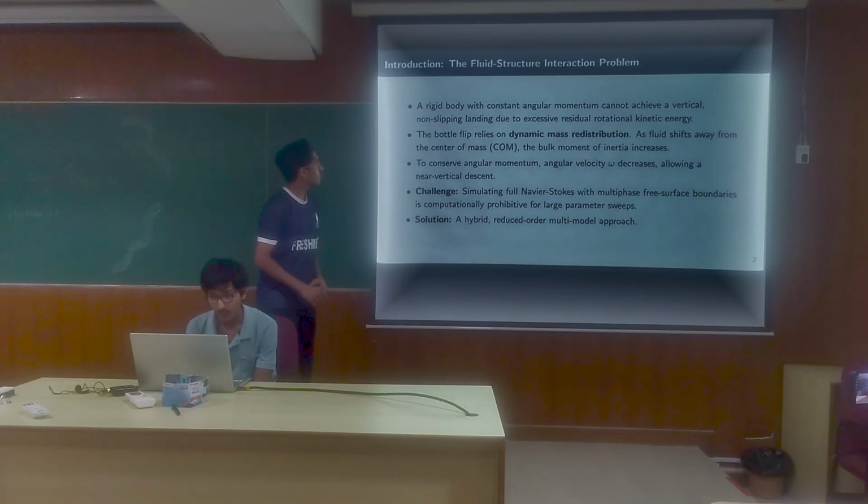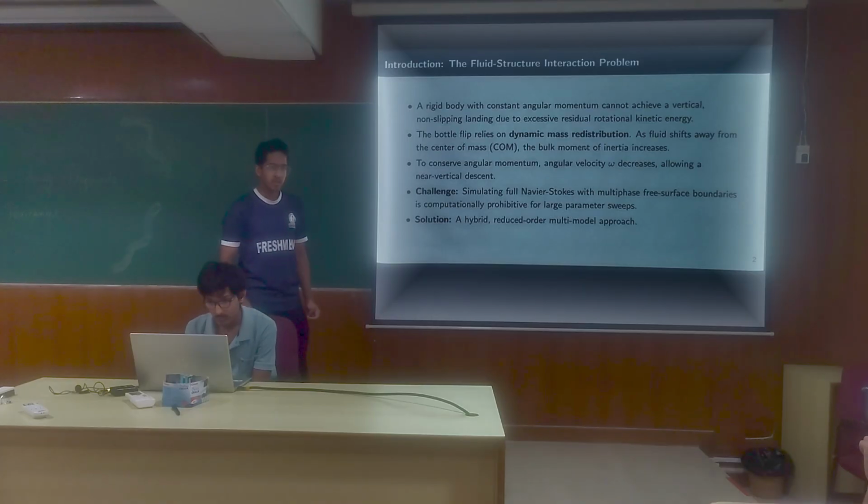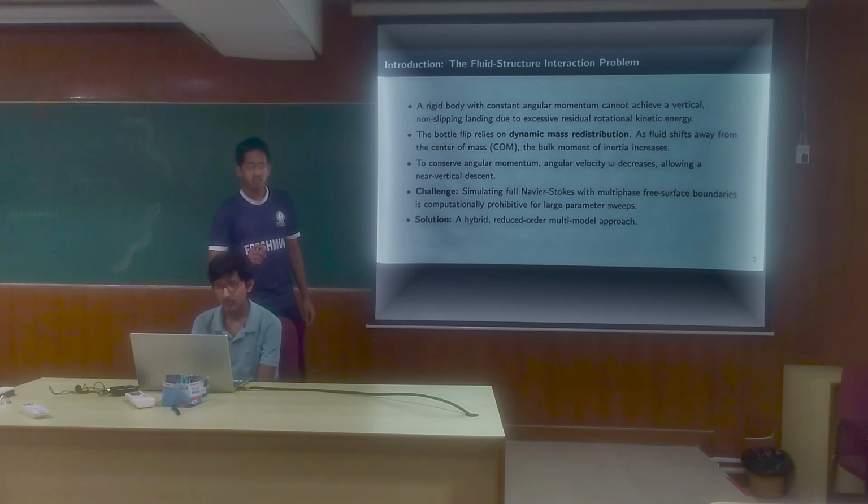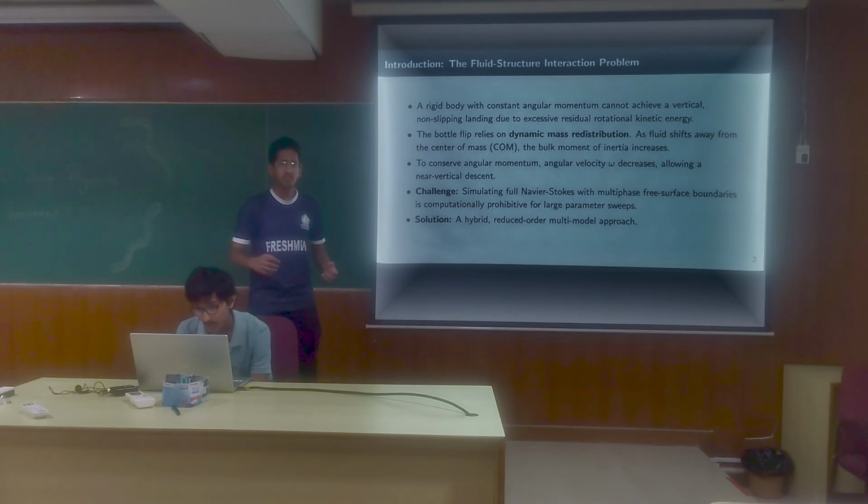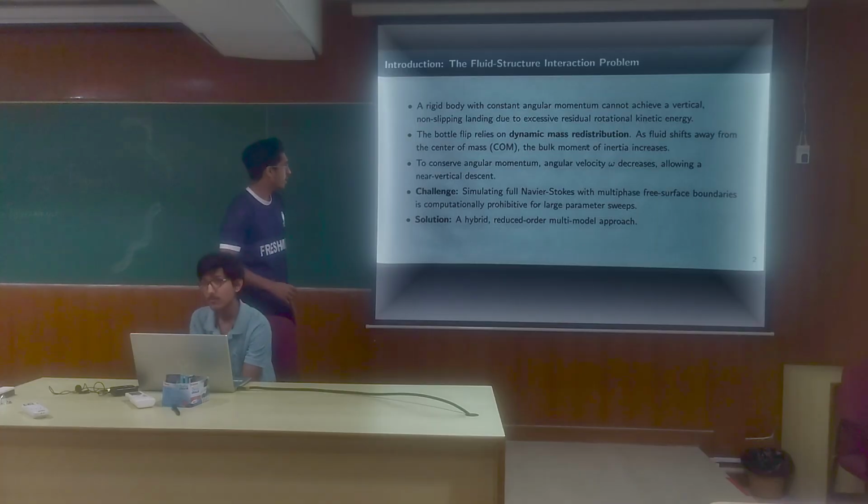So challenges in this problem are if we are taking a rigid body and it has constant angular momentum and the angular velocity is not changing, it's very hard for the flip to be successful because the angular velocity is not decreasing. This relies on dynamic mass redistribution, which means as you flip the body, mass redistributes, which lowers the angular velocity and helps in the flip to be successful.